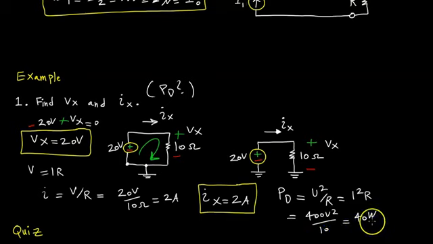The current is 2 amps, so 2 squared is 4 times 10 ohms, so 4 amps squared times 10 ohms equals 40 watts. So that is the power dissipated across that resistor.